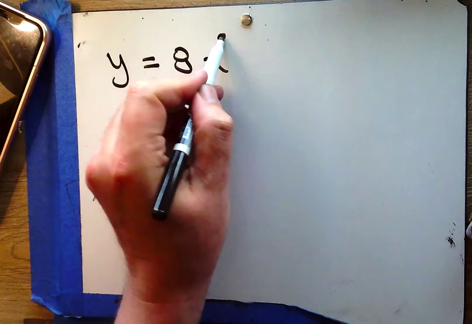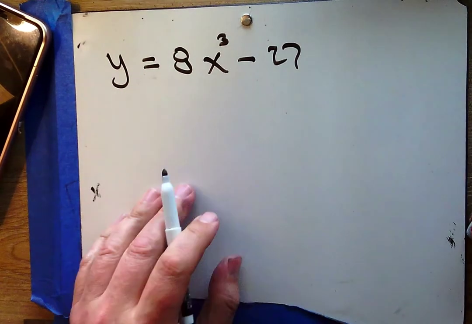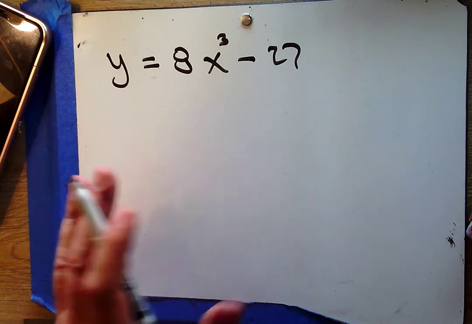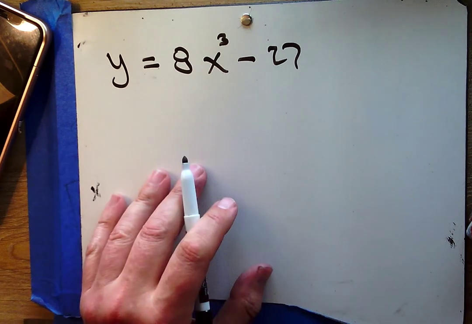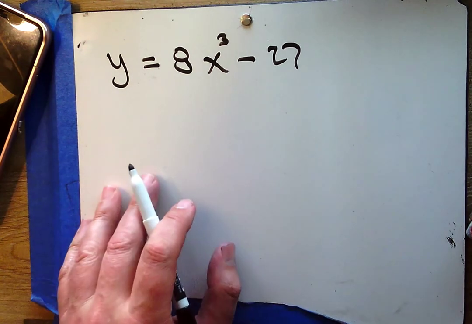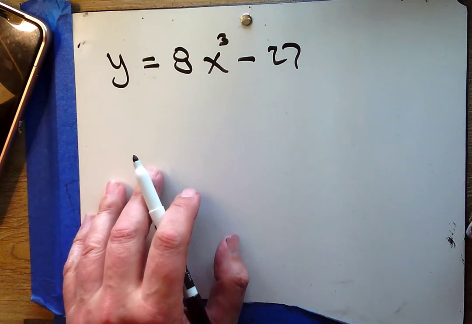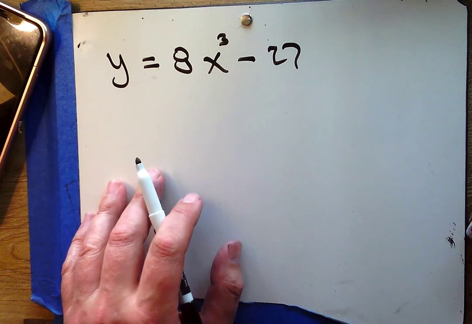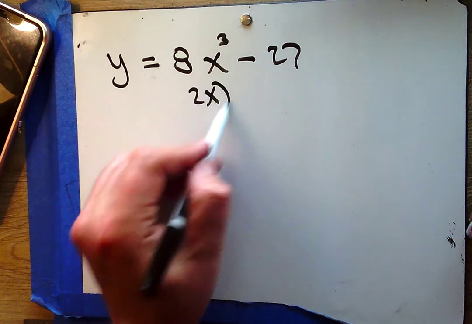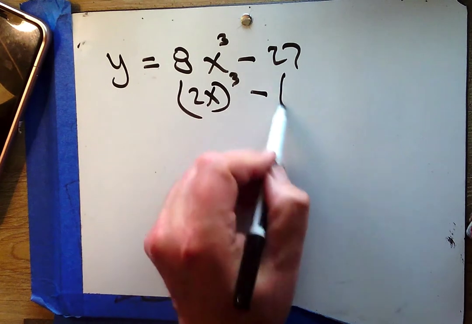How about this one? y equals 8x to the third minus 27. I'd like you to factor this. No, there's no GCF factoring. Yes, this is a difference of cubes. Yes, you do need to memorize this process for factoring a difference of cubes.